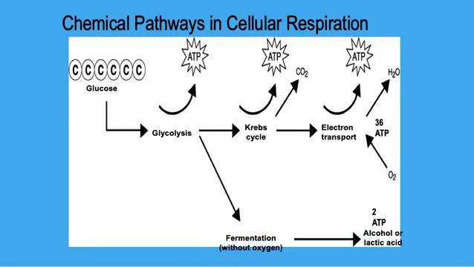Here's our overall pathway. We took in glucose through glycolysis and gave off some ATP. That glucose moved through the Krebs cycle, and we gave off some more ATP and carbon dioxide. It went to the electron transport chain, where we gave off ATP and water. We get about 36 ATPs from this process. Remember, the electron transport chain really requires oxygen. Later, we'll talk about fermentation if we don't have oxygen present.